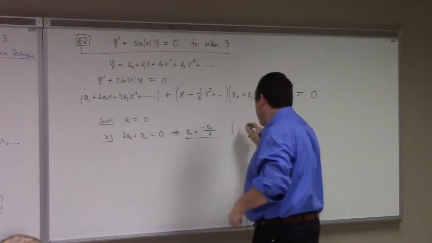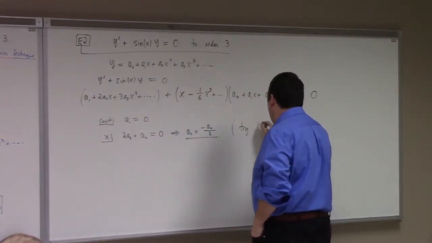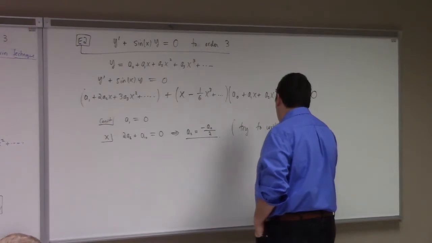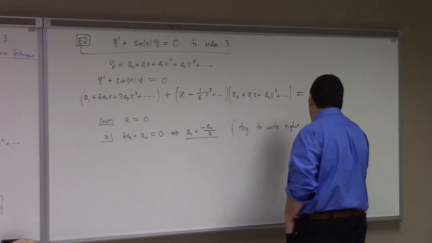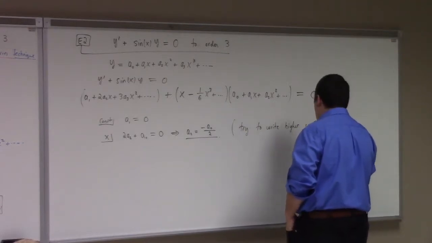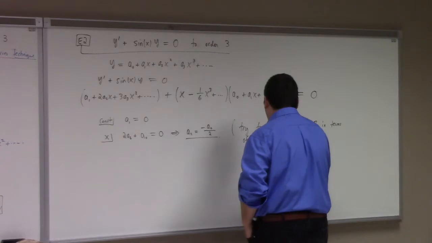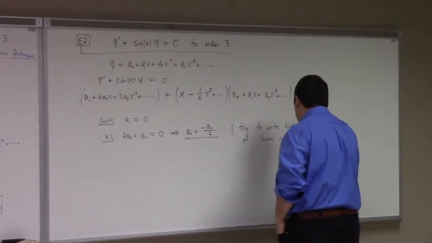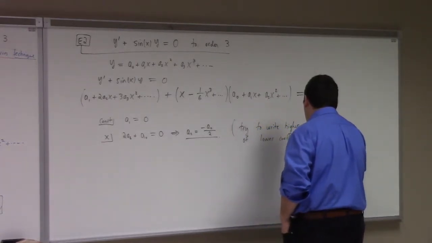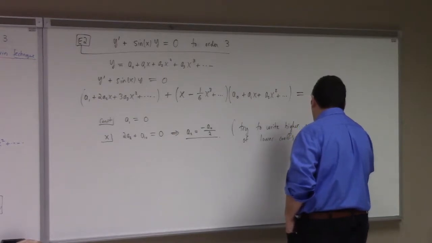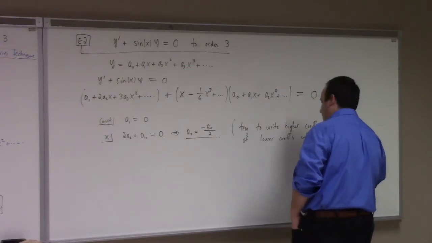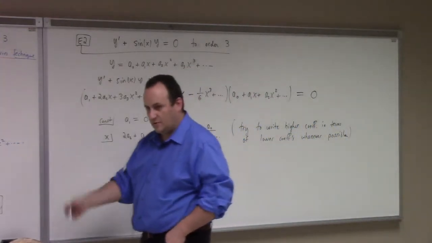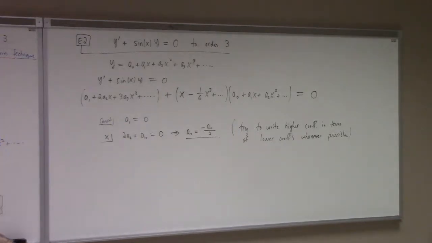So as a general principle, try to write higher coefficients in terms of lower coefficients whenever possible. That's what I did. I solved for the higher coefficient, a2, in terms of the lower coefficient, a0.